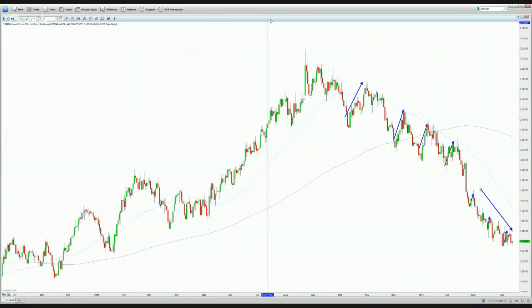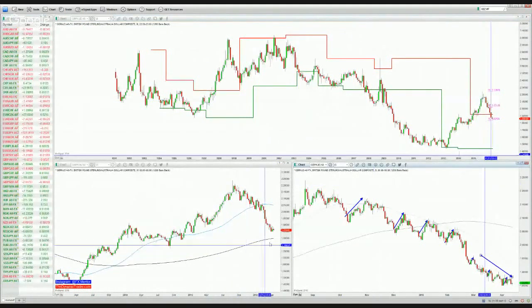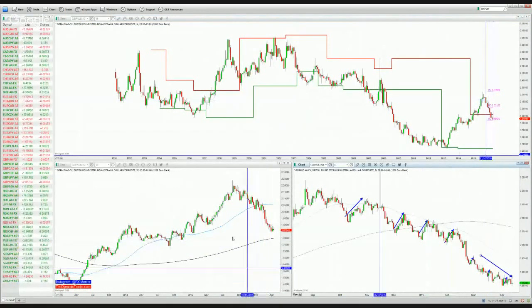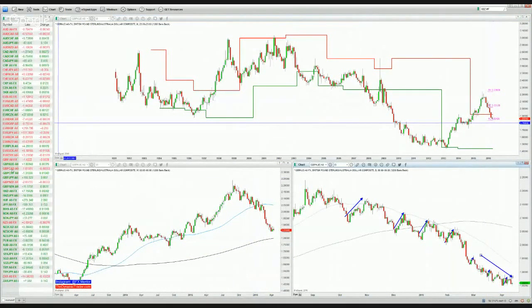Okay, so keep an eye out on the pound Aussie dollar, but wait for the weekly 200 to be cleared, and then we can start looking for shorting opportunities.